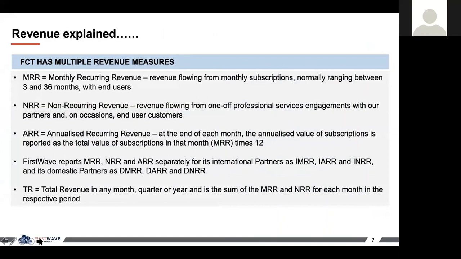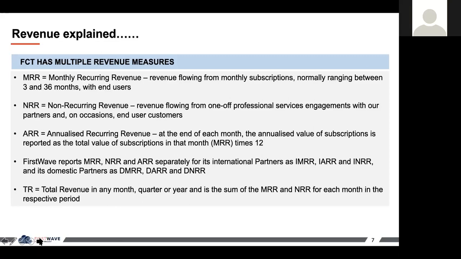Firstly, MRR, monthly recurring revenue. This is revenue flowing from monthly subscriptions, normally ranging between 3 and 6 months, that we have with end users. NRR is non-recurring revenue. This is revenue flowing from one-off professional services engagements with our partners and, on occasions, end user customers. This is project-type revenue. ARR, annualized recurring revenue. At the end of each month, the annualized value of the subscriptions is reported as the total value of subscriptions in that month, the MRR, multiplied by 12.